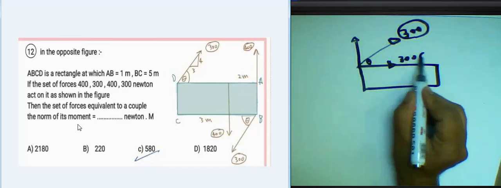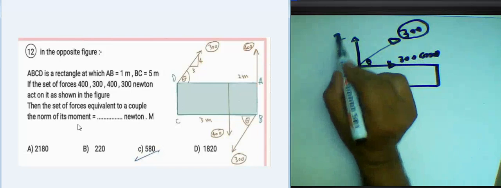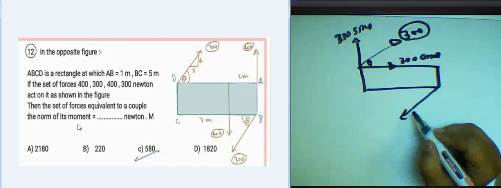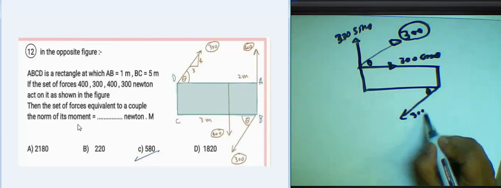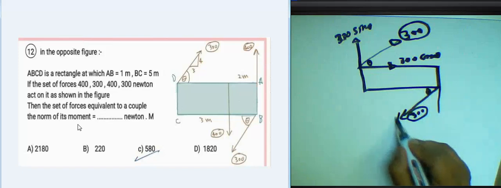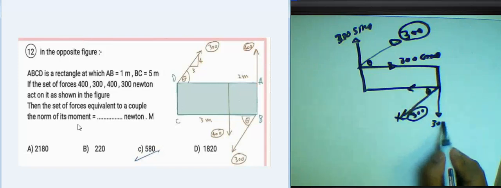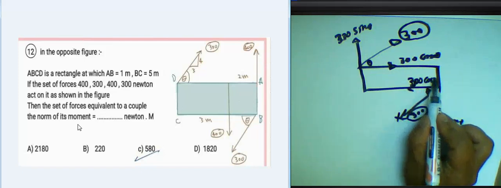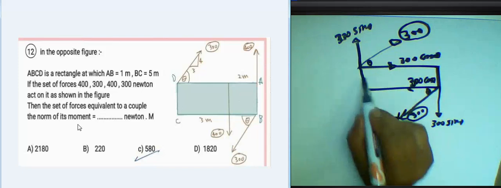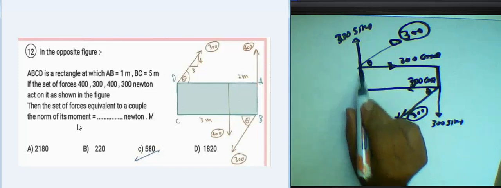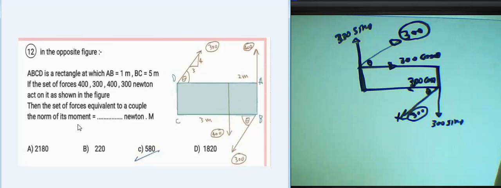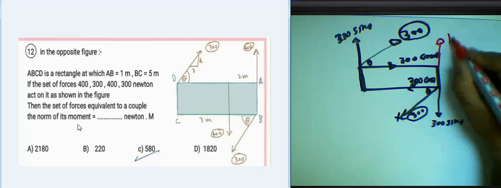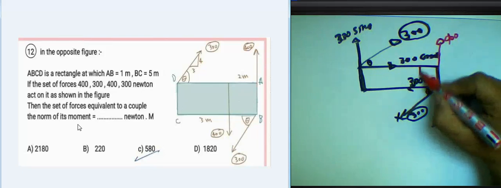It will be 300 cosine theta, and this force is 300 sine theta, and this angle theta. We can resolve it, and here 300 sine theta and 300 cosine theta. Okay. And we have here 400 acting at this point and 400 acting here.